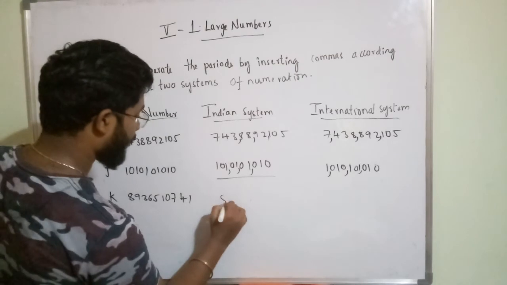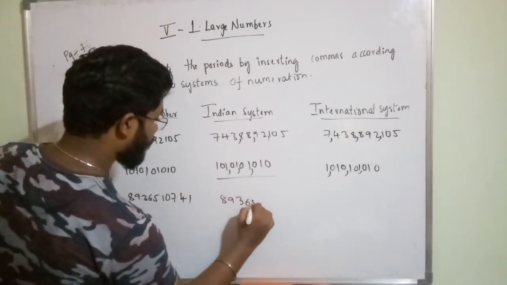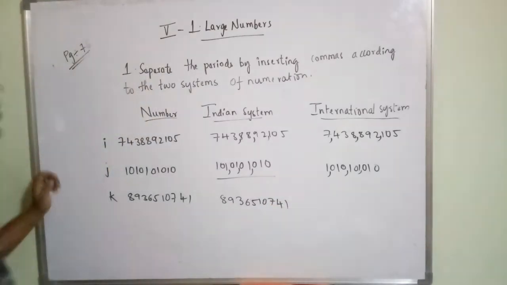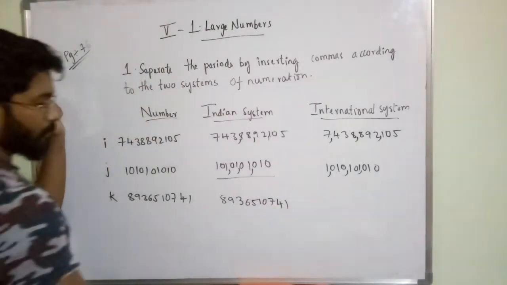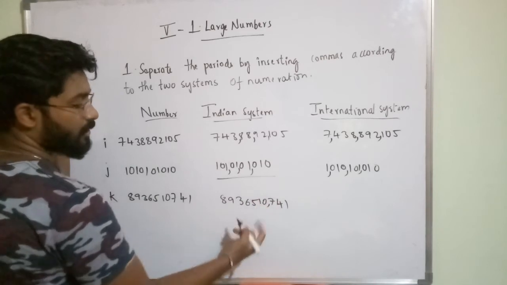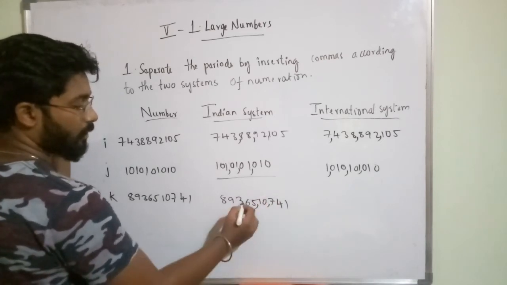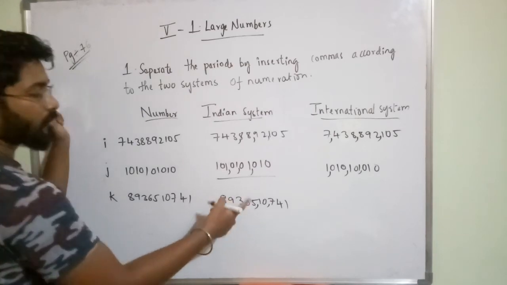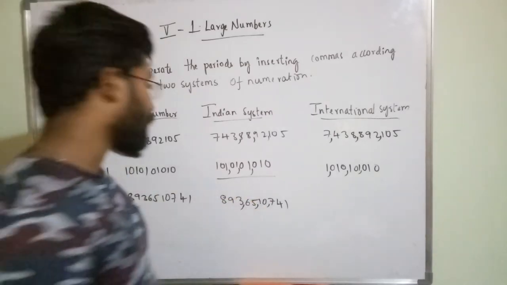Next number, 893,651,0741. This is the number we have to represent in Indian system. After 3 digits comma, after 2 digits 1 comma, after 2 digits 1 comma. So this number is 893 crore 65 lakh 10,741.